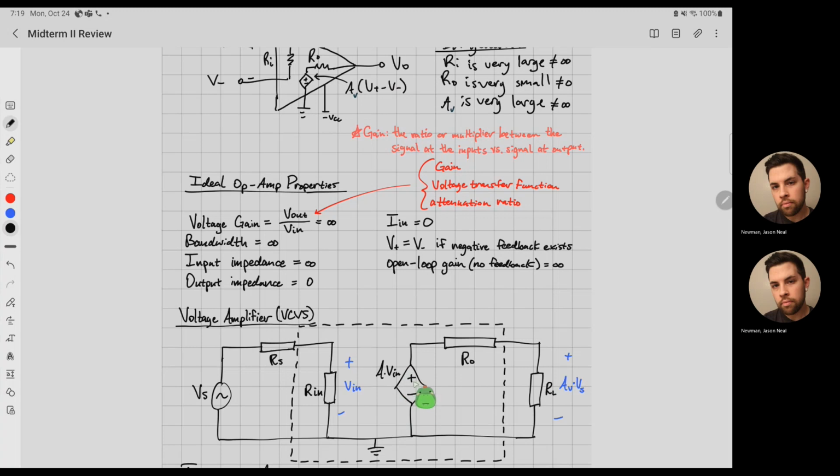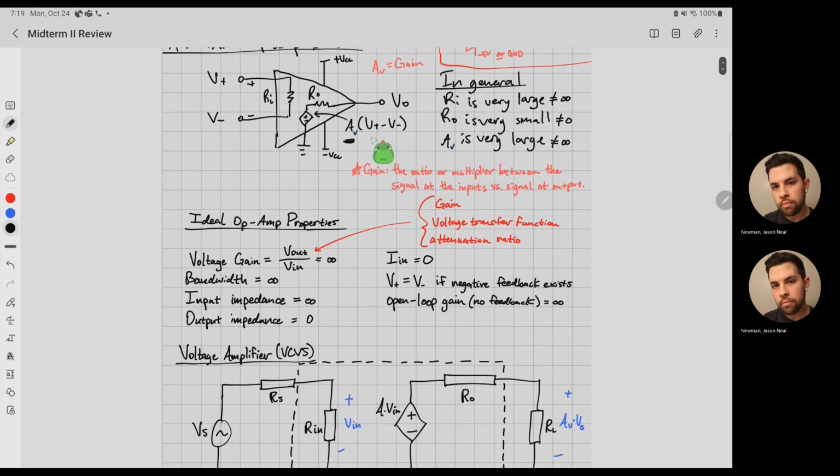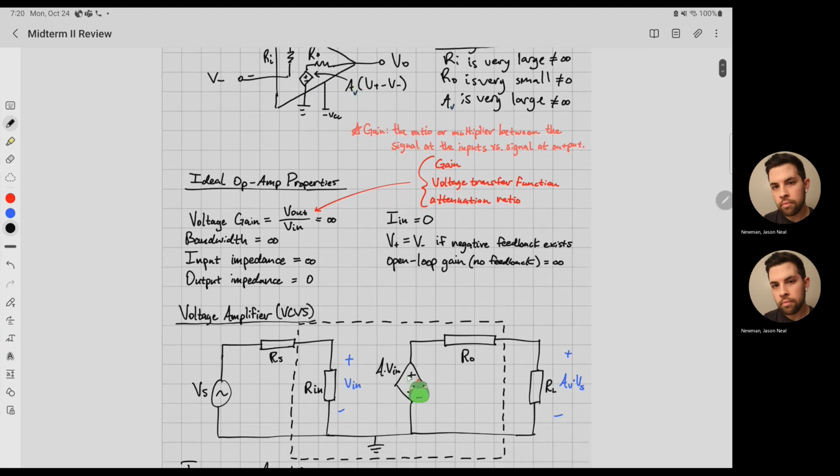So this voltage controlled voltage source depends on A times Vn. So A is just the gain, like right here, times Vn, which is this. So that's basically saying A_V times V plus minus V minus. And that's just saying the gain is multiplied by the difference between these two terminals. So whatever the difference between these two terminals is, multiply A_V times that, and that's what's driving this source, right?